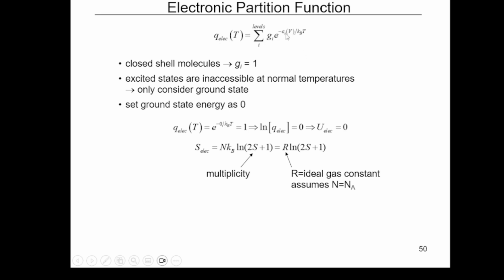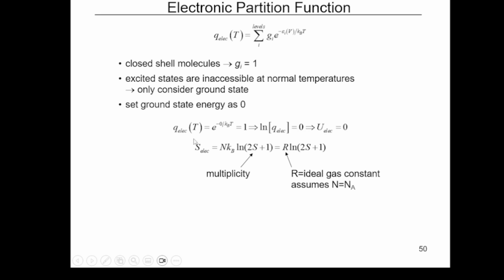I repeat here, q electronic is given by this equation, and E_i is the energy. We know that under normal conditions, normal temperatures, the excited states are inaccessible. So we only consider the ground state, and with the ground state energy as 0, q electronic becomes equal to 1, and natural log of q electronic becomes equal to 0, and U electronic is 0.